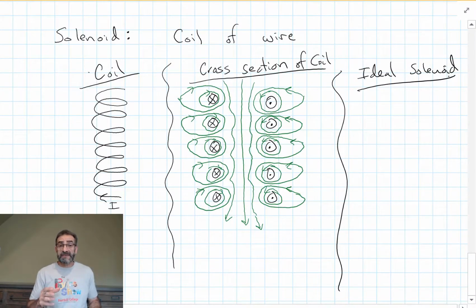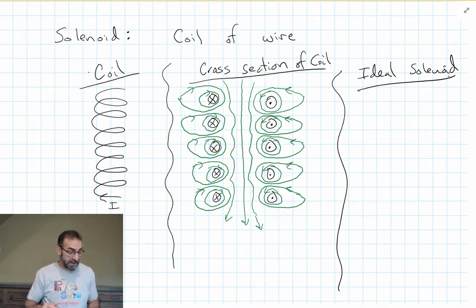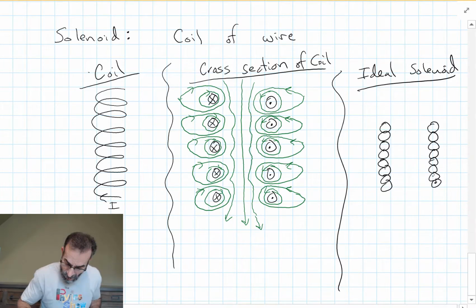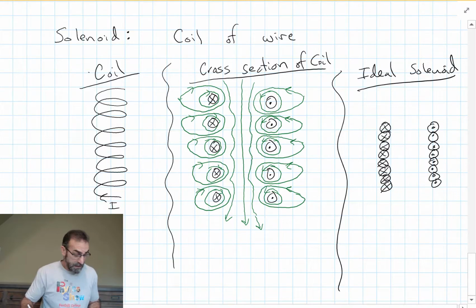And eventually we get to the point where we call it an ideal solenoid. For an ideal solenoid, these coils are packed very, very densely, very tightly together. And our current would be coming up on the wire on the right, circling around, going in on the one on the left, coming up on the one on the right, in on the one on the left, around and around the coil.